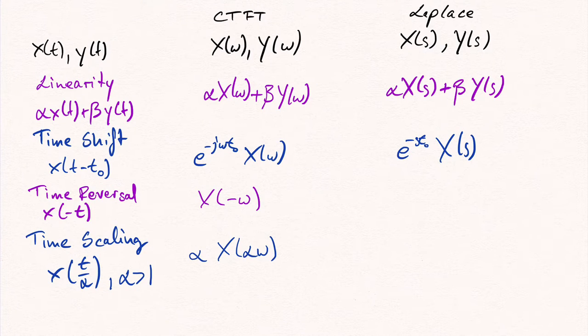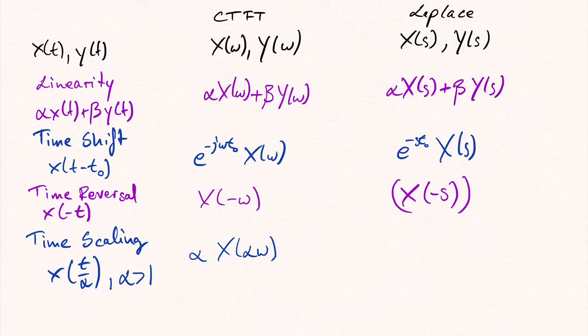Since we assume the unilateral Laplace transform, time reversal doesn't make much sense, because taking a causal signal or system and inverting time makes it non-causal, so that the unilateral Laplace transform is no longer suitable. But if we would use the bilateral Laplace transform, then the transform would be X of minus s.